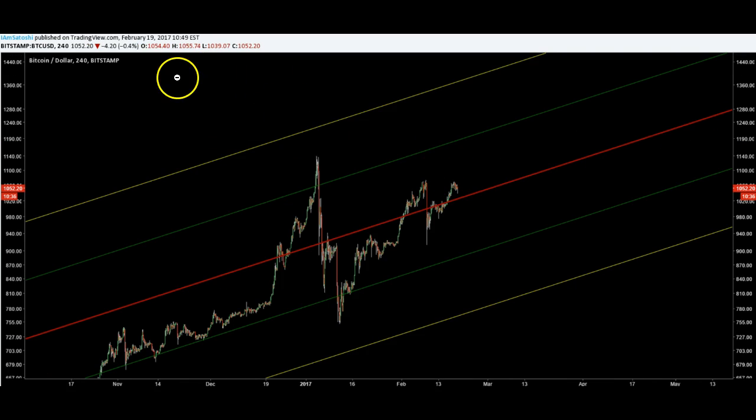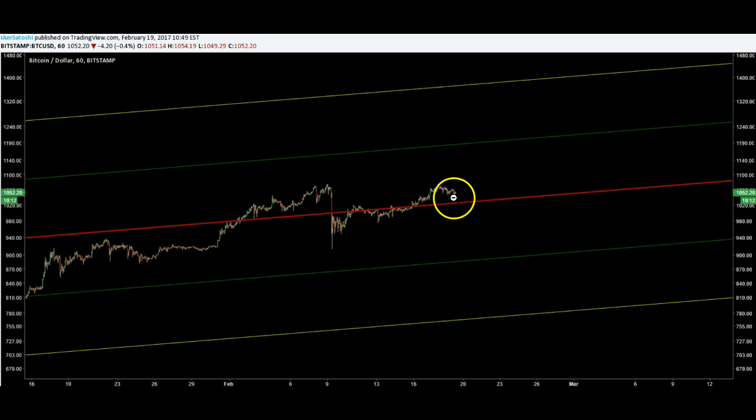Here's 4 hour. What I like to do is draw the pitchforks on the daily and then just sort of zoom in and out to see how it looks. And again, we might get support around this area, 1030, 1040, based on the median line. So is it worth putting bids there? Yeah, probably, just based on the pitchfork, based on the cloud. I don't think it's worth going long at the moment, like I've said, for all the other reasons.